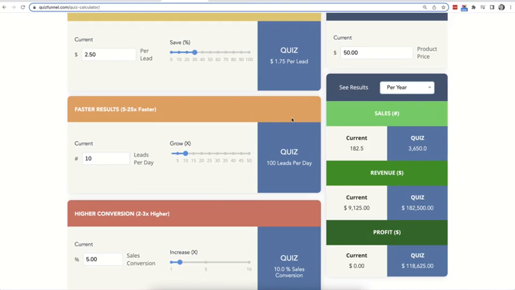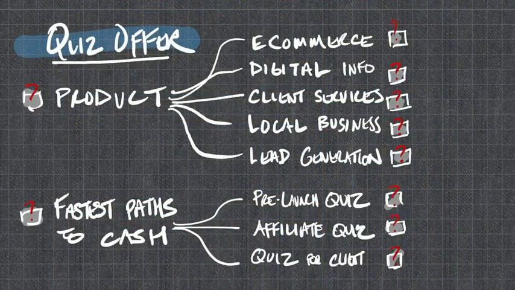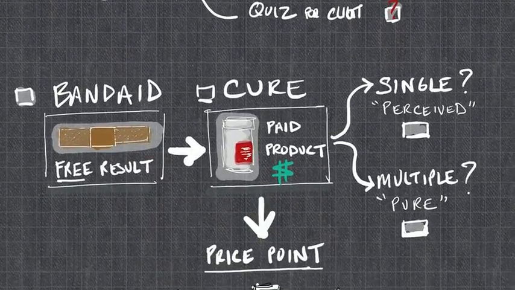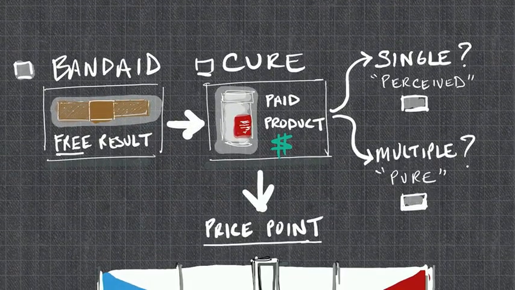All right, so with all that said, by now, hopefully you've got clarity on what product you're going to be selling, or if you're going to be using one of the fastest paths to cash, which one is right for you. Next, let's take a look at how we introduce that offer on the back of your quiz.